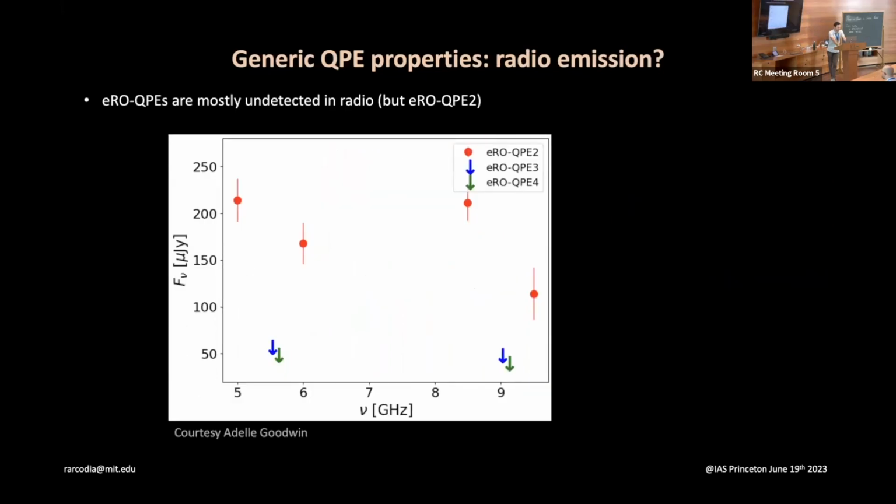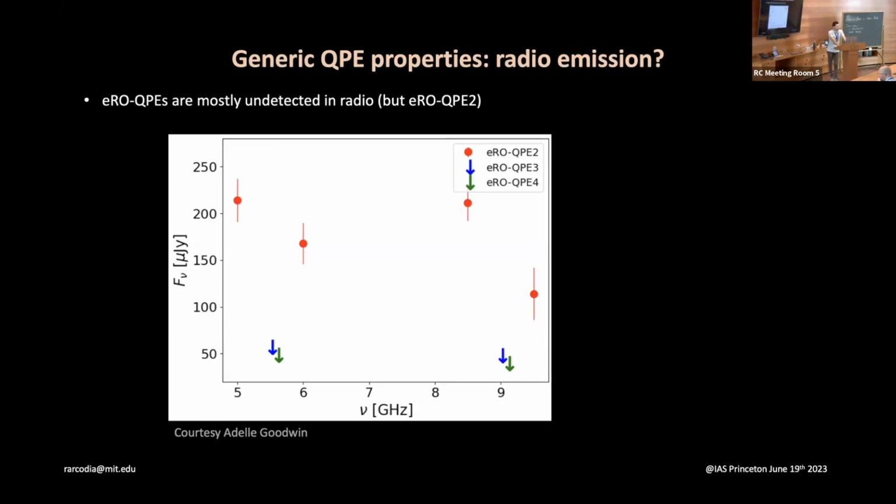Regarding the radio properties of the eROSITA QPEs, they're very elusive. eROQP1, 3, and 4 are undetected. You can see in this plot eROQP3 and 4, the upper limits that they have at 5.5 and 9 gigahertz with ATCA. This is work that I'm doing with Adele Goodwin. And eROQP1 is undetected in radio at a level of about 10 microjansky with MeerKAT.